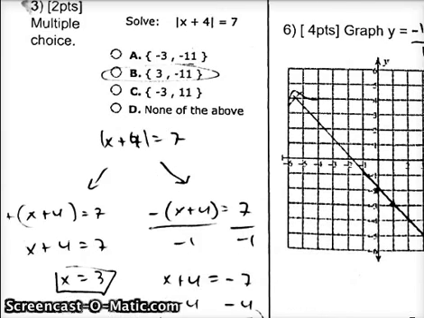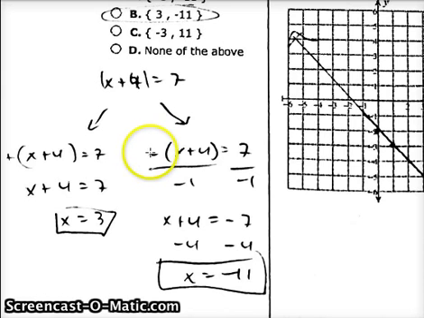Question number 3. It's multiple choice. It's asking you to solve an absolute value equation. Notice how the absolute value signs are isolated. There's nothing in front or behind it. Once you have the absolute value sign isolated, it means you can split your answer into 2. One's positive, one's negative. So absolute value of x plus 4 equals 7. Well, here, this plus sign outside the parentheses does nothing. So you just have x plus 4 equals 7. Subtract 4 from both sides, and you get x equals 3.